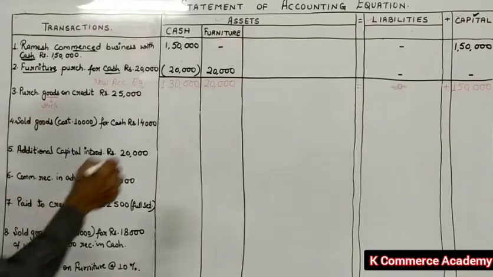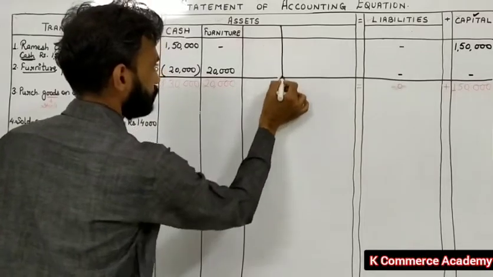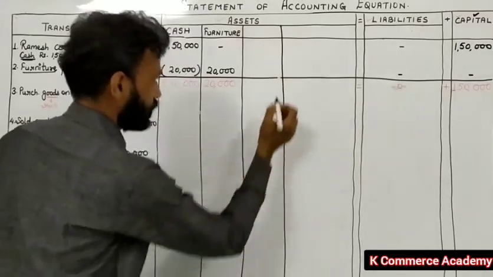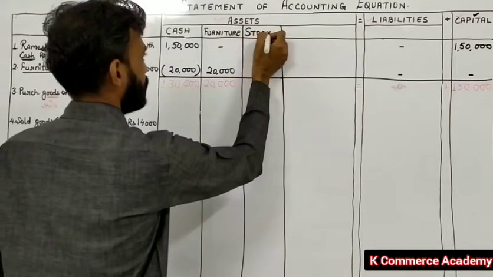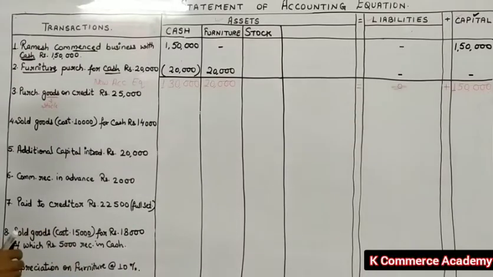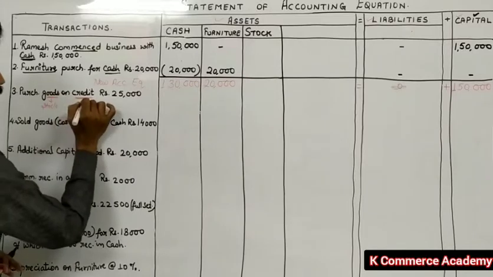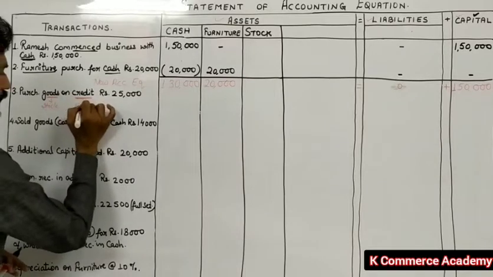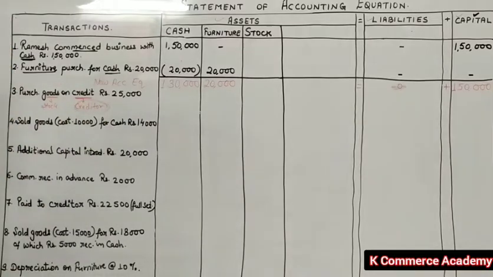For the goods, we will create a separate column in assets, because as we have purchased goods, stock has come into the business. So we will create a separate column for stock in assets. And another thing is, these goods have been purchased on credit, and whenever we buy goods on credit, it gives rise to an account known as creditor.